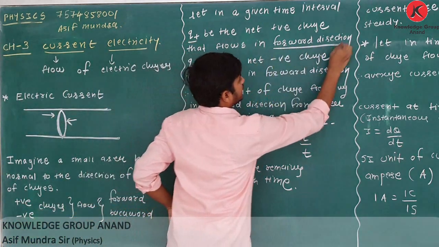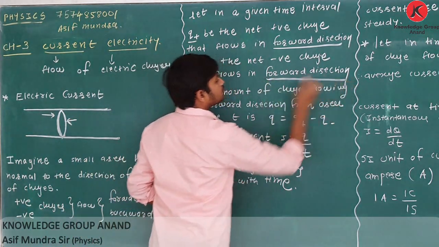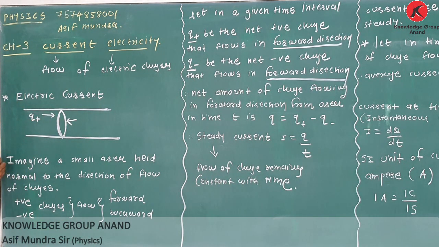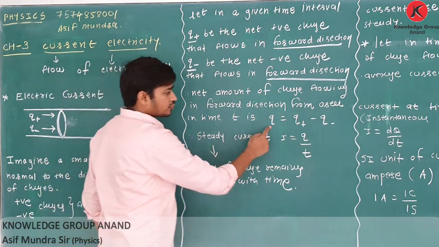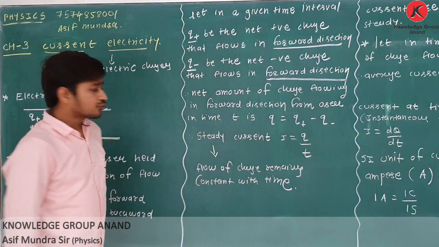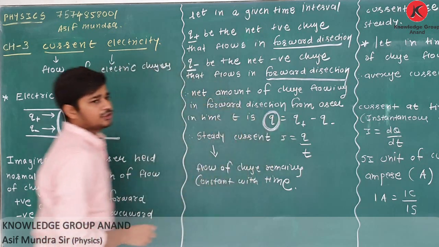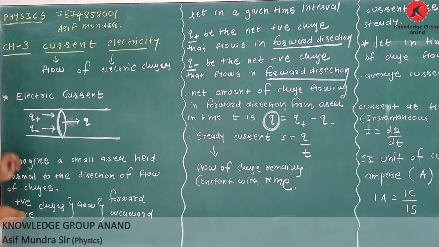Similarly, let Q minus be the net negative charge flowing in the forward direction in time interval t. So what is the net amount of charge flowing in the forward direction through the area in time t? It is Q equals Q plus minus Q minus. So what is this Q? Q is the net amount of charge flowing from this area in time t.